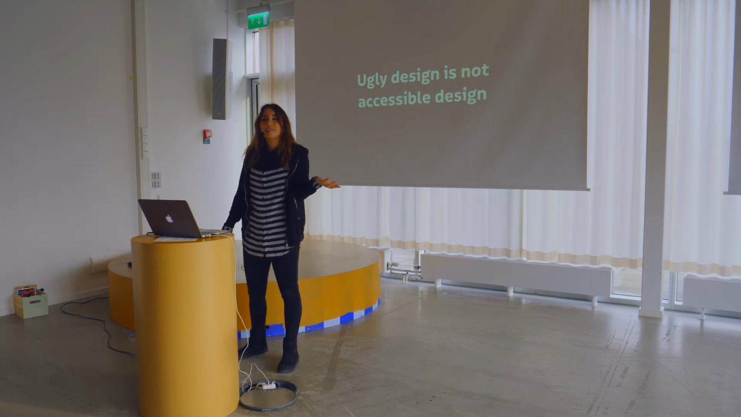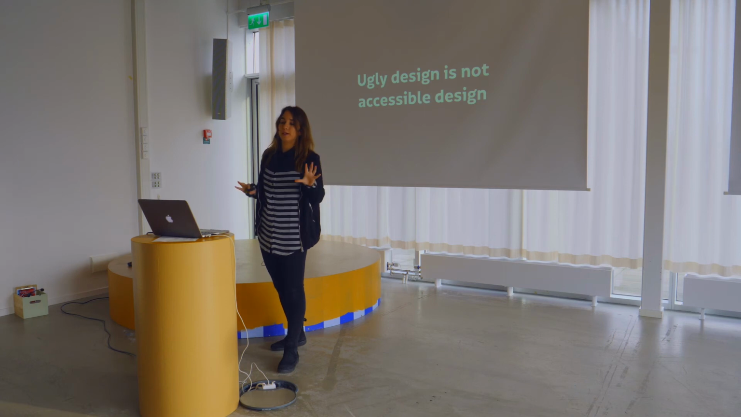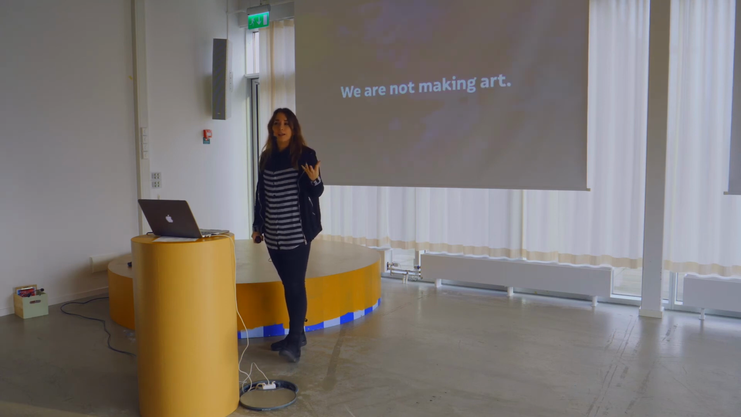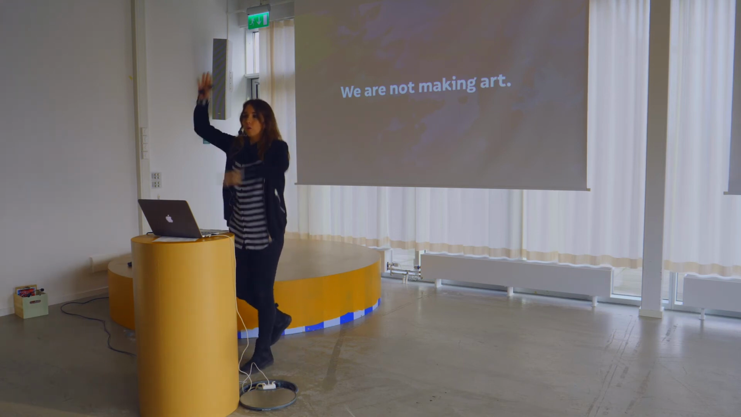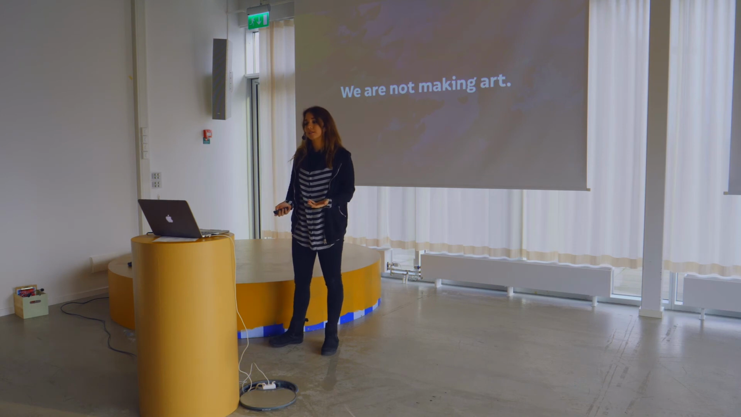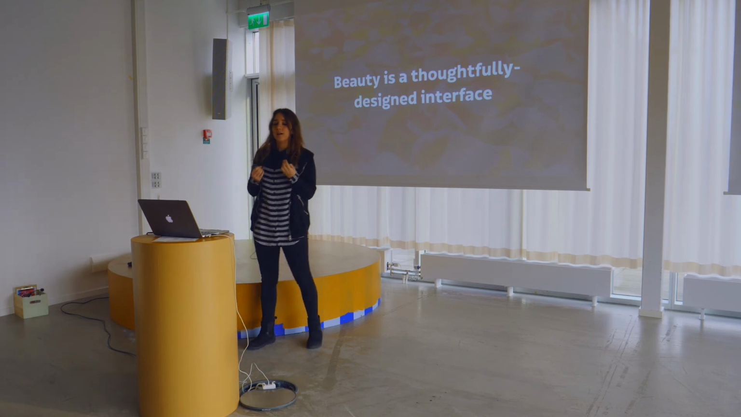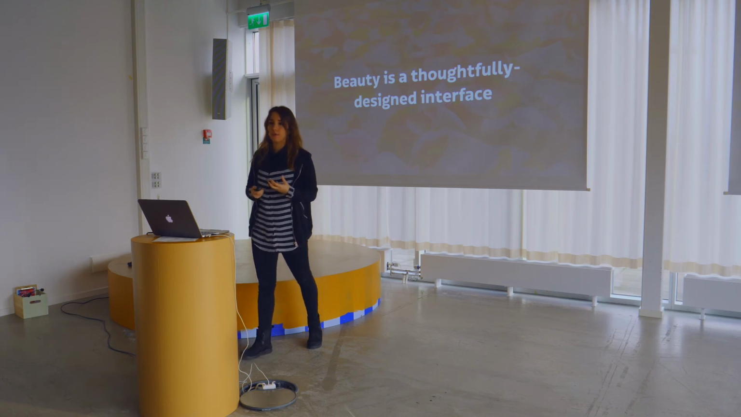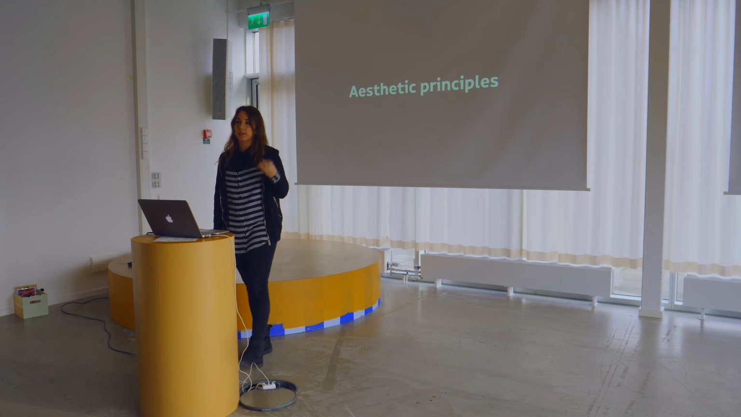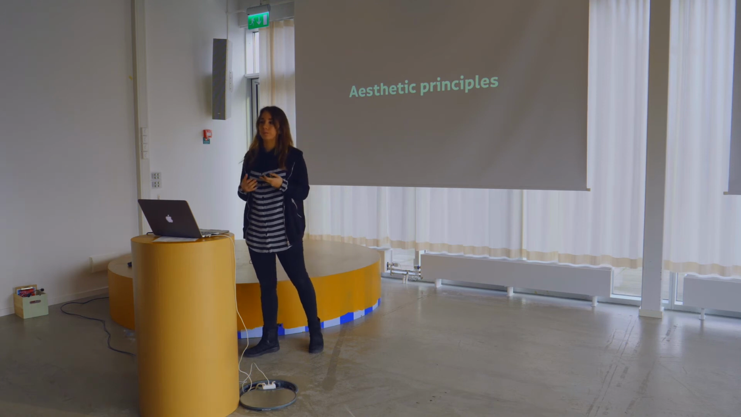Because the thing is, ugly design is not accessible. When something's distracting, when there's too much on a page, that's not usable. And we're not making art with the products that we're building. Some people might be specifically making art. But generally, we're not making art. We don't need to make things all over the place and exciting just for the sake of it. Because actually, beauty is a thoughtfully designed interface. It's where we make those nice, simple aesthetic decisions that help our interfaces do the job they're designed to do. And so these are some aesthetic principles that I think really help with accessibility and help create functional and beautiful interfaces.